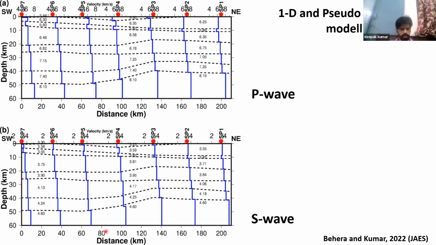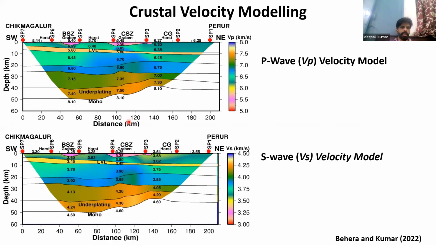It's easy to generate, and then I combined or joined all the velocity breaks to make a pseudo velocity model, which you can see is somewhat similar to this. This acts as my initial velocity model, and then I generated the actual crustal velocity model. So you can see here how the velocity varies laterally as well as vertically.